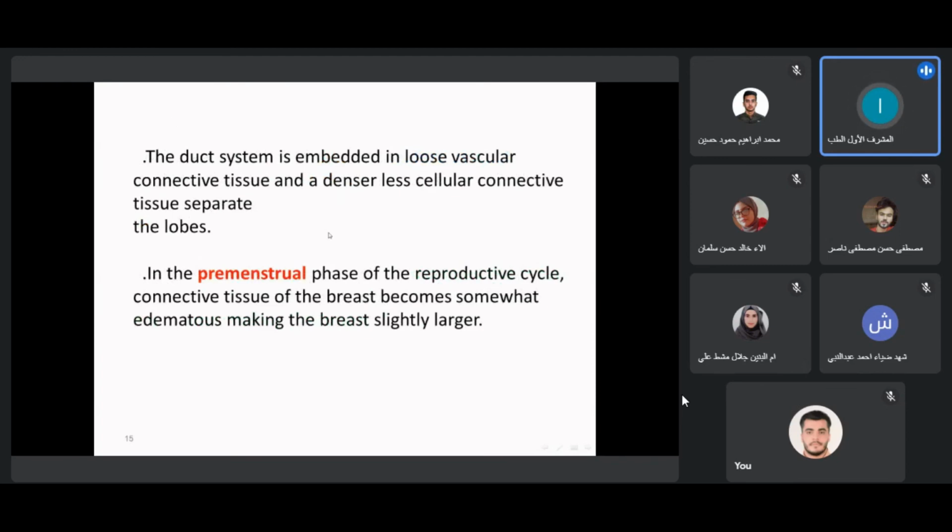The duct system is embedded into loose vascular connective tissue and dense, less cellular connective tissue that separates the lobes, which is the intralobular and interlobular stroma. In the premenstrual phase of the reproductive cycle, this connective tissue becomes much edematous, and this will make the breast feel slightly larger, edema within the connective tissue that gives this larger size.